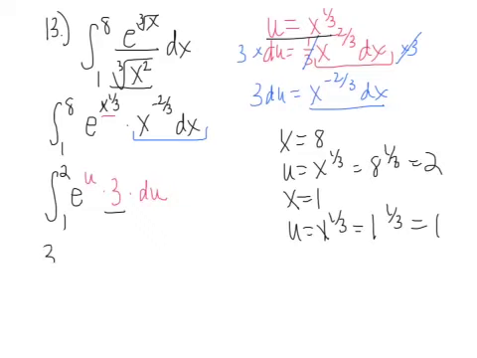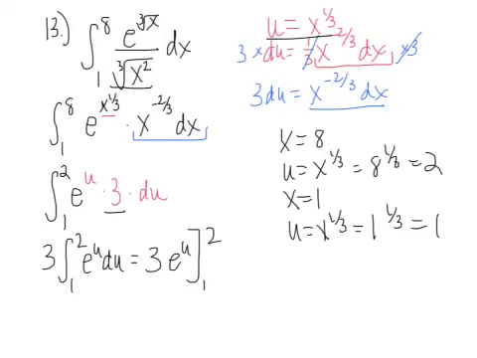So I would pull my 3 in front, take my antiderivative, and substitute in 3e to the second minus 3e to the first.